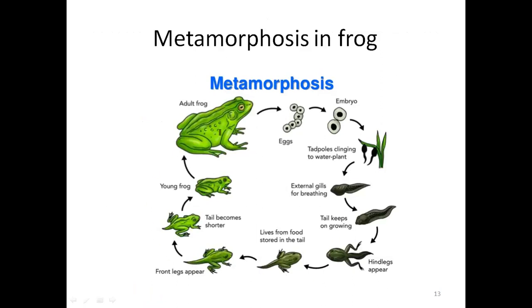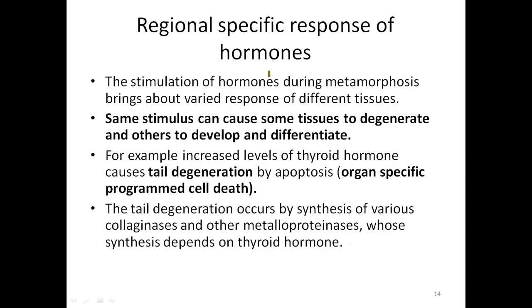This is a cycle of metamorphosis. You can see the tadpole present here. The tadpole undergoes a series of changes to become an adult. So these changes, development of the adult structures and disappearance of the larval structures, occur under the influence of the thyroid hormone. Now let us see what role the thyroid hormone plays.